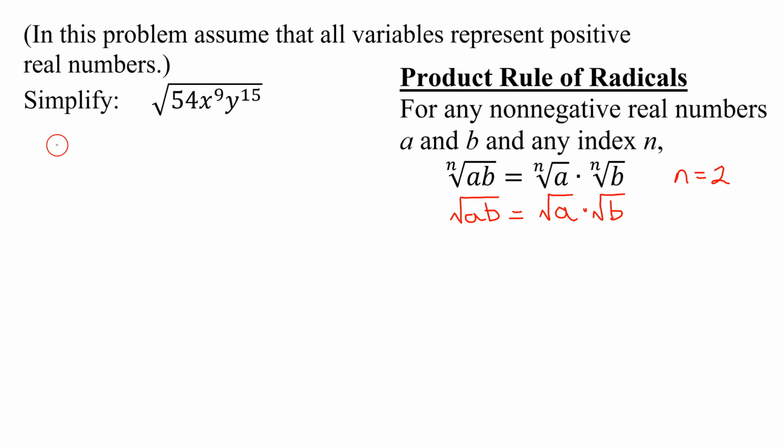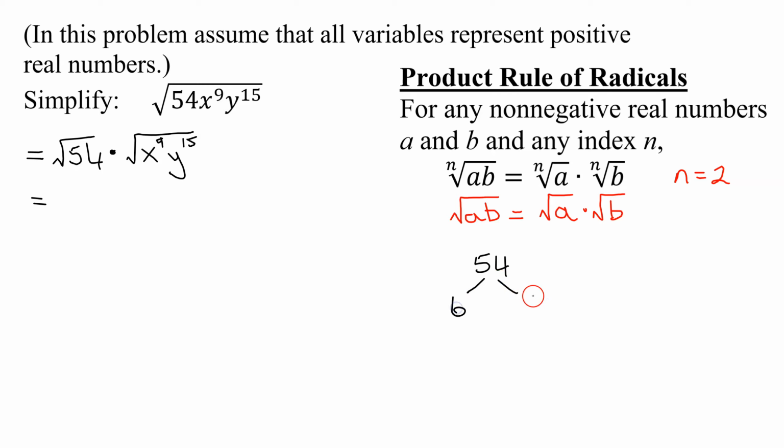I'm going to use this to break down my product here, but I'm going to break it down into two separate parts. I'm going to have the square root of 54 times the square root of x to the 9th y to the 15th, because I'm going to deal with this all in one step. So the first thing we need to do is simplify the square root of 54. So we need to factor 54.